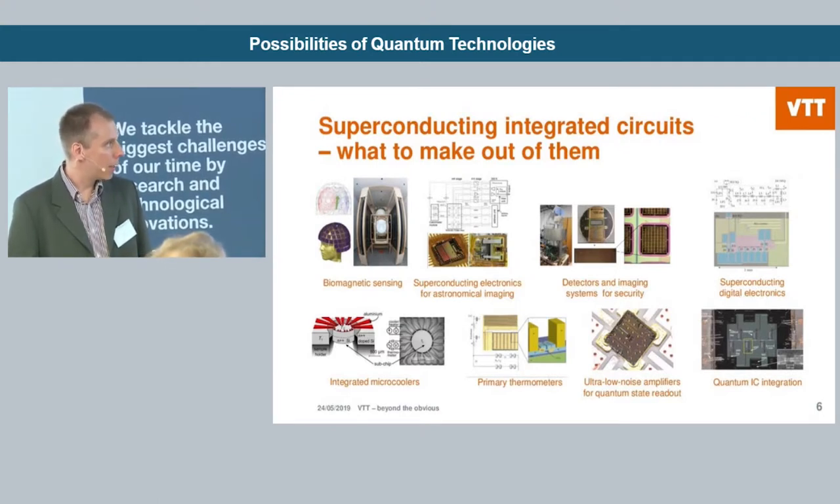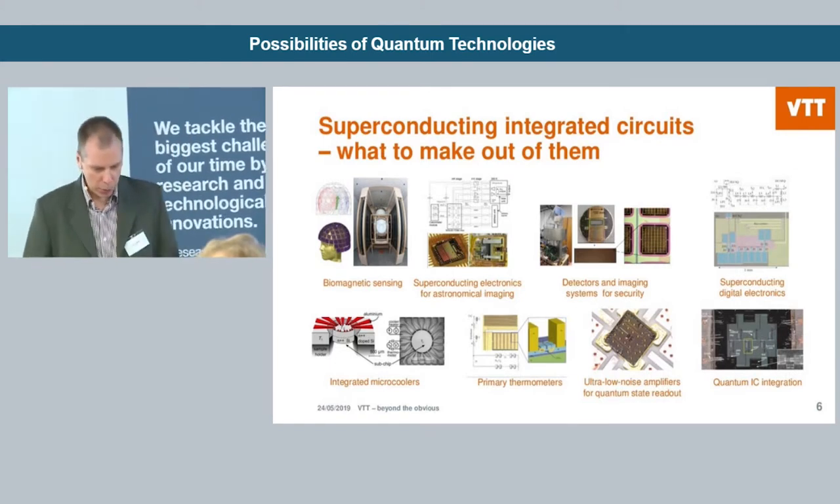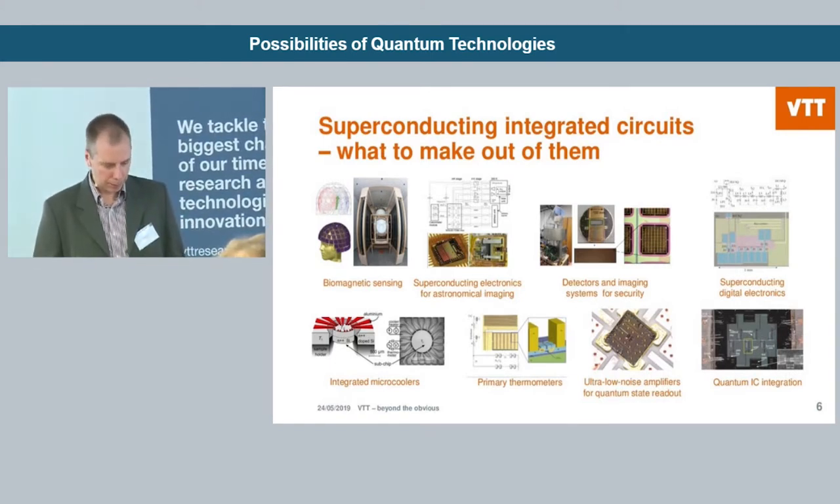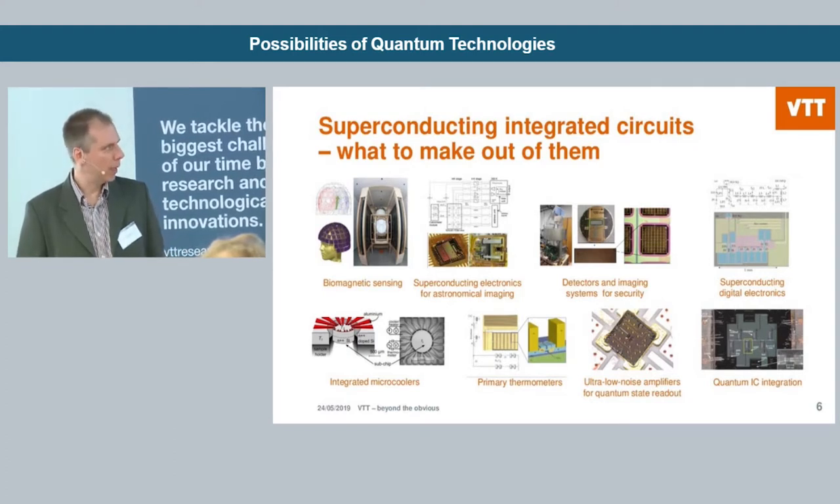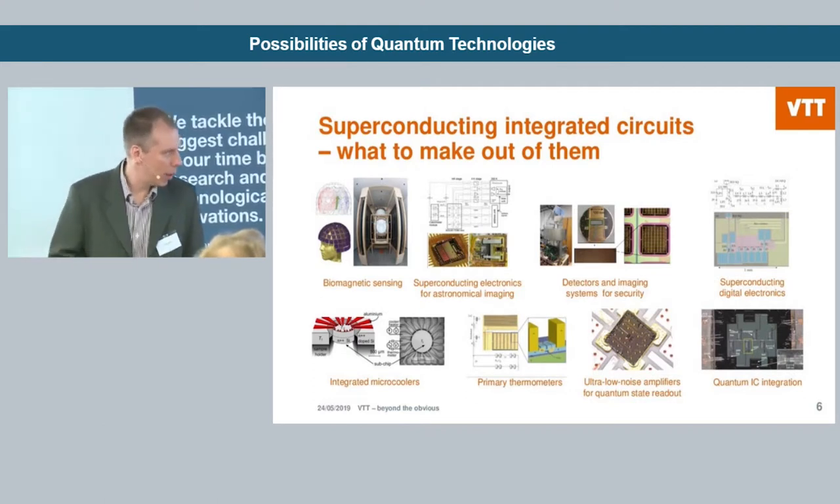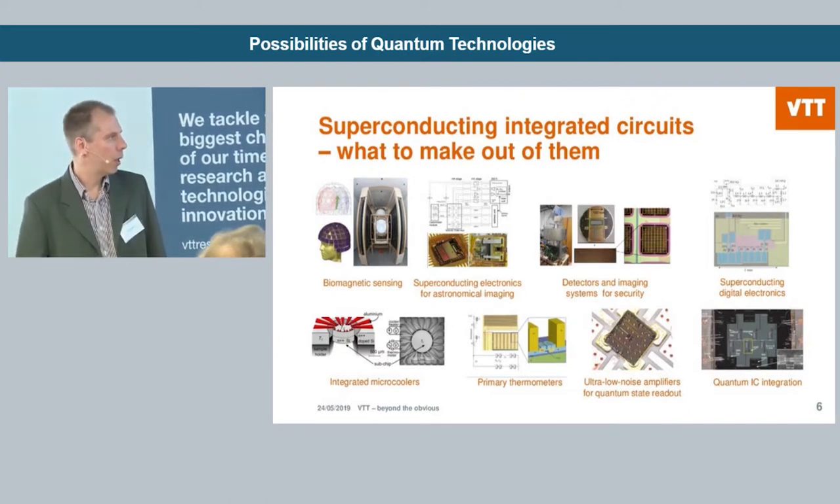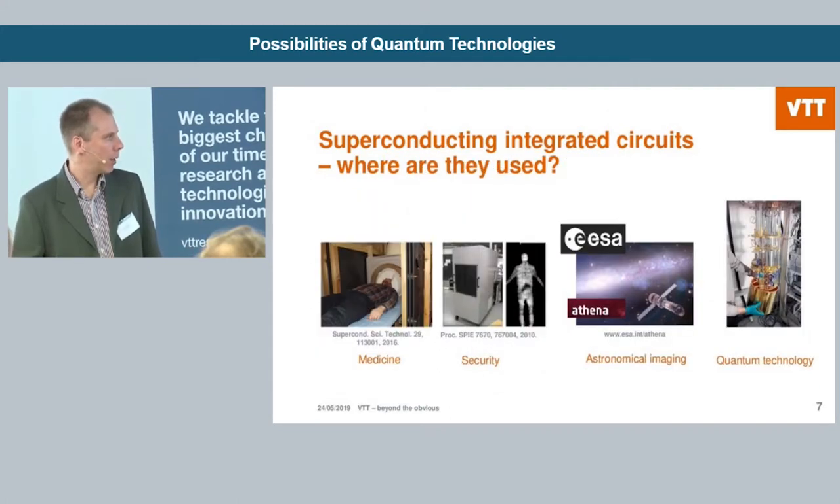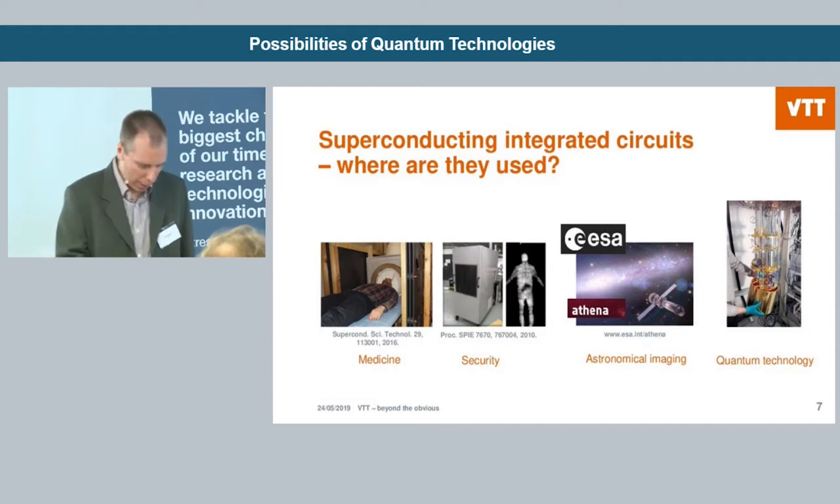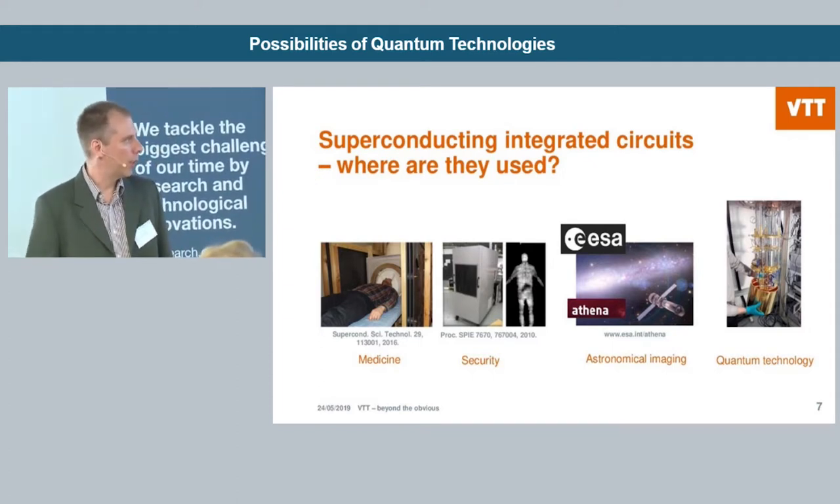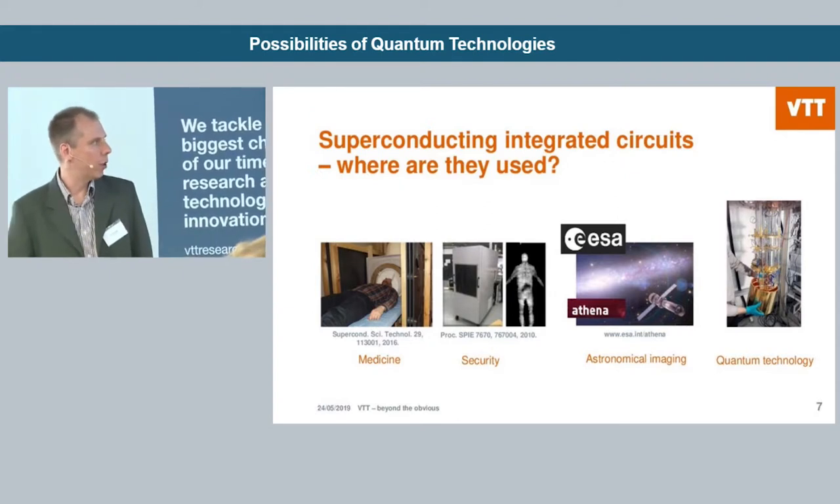And then classical electronics like this post-CMOS, which arguably is something where CMOS has been developing so fast that the competing techniques are left behind. Then the lower line is more the quantum technology, of course the quantum computer, quantum bits as such, as the purest, and some enabling techniques like integrated microcoolers and thermometers, and also some amplifier components for the quantum state readout. A little bit more of an end user perspective.